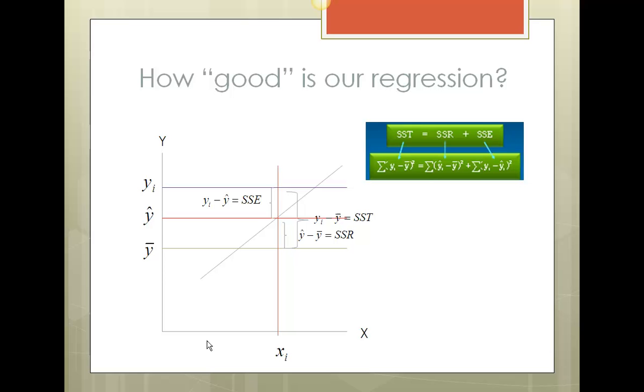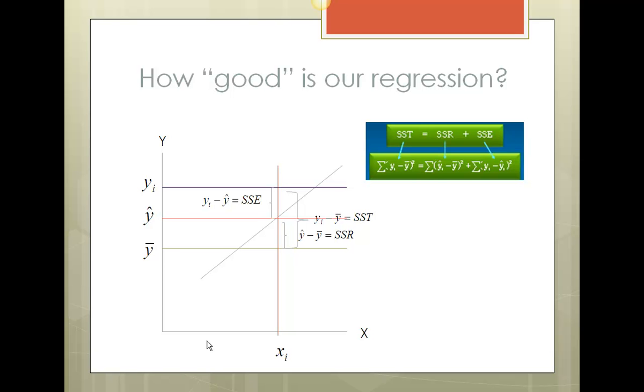In order to understand this better, it's probably easier if we start by looking at this slide. So SSE is actual minus predicted. It tells you the variation in y not explained by your regression. So you want to minimize that. SST is actual minus average. SSR is predicted minus average. So it's the variation in y explained by the variation in x. SSR, variation in y explained by the variation in x.